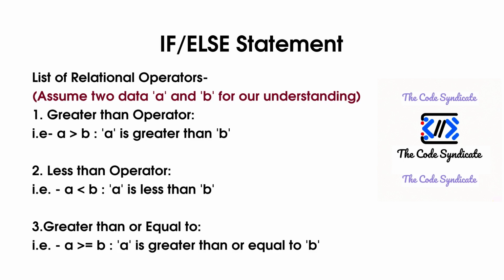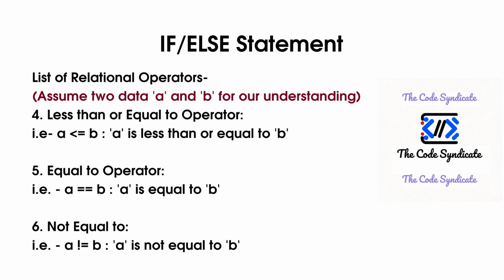Number one, greater than operator. That is, A is greater than B. Number two, less than operator. That is, A less than B. Number three, greater than or equal to operator. That is, A is greater than or equal to B. Number four, less than or equal to. That is, A is less than or equal to B.